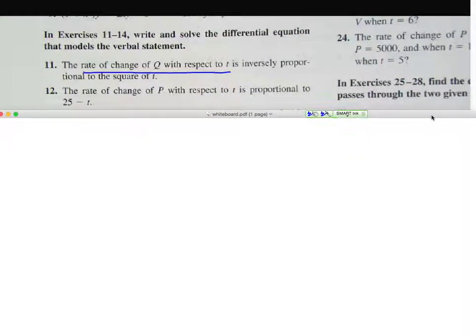Next one, it says the rate of change of p with respect to t is proportional to 25 minus t. So what do you got? dp over dt, and that's equal to what? k times 25 minus t.